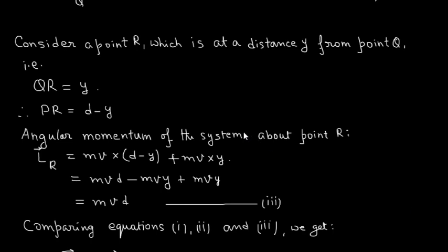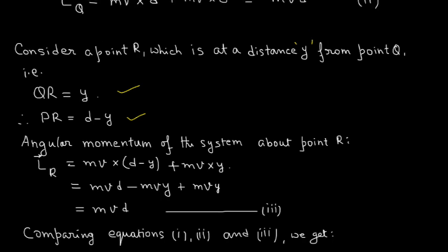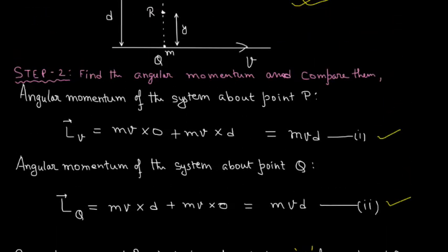Consider a point R which is at a distance y from point Q, that is QR is equal to y. So PR is equal to d minus y. We can see the same in the figure to get a clear picture.